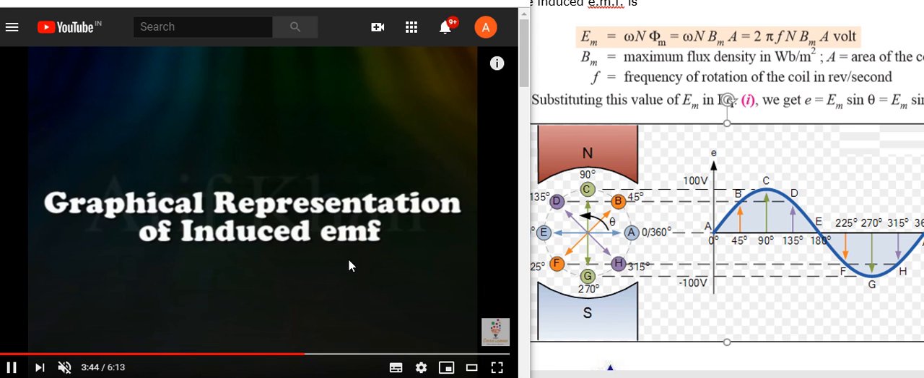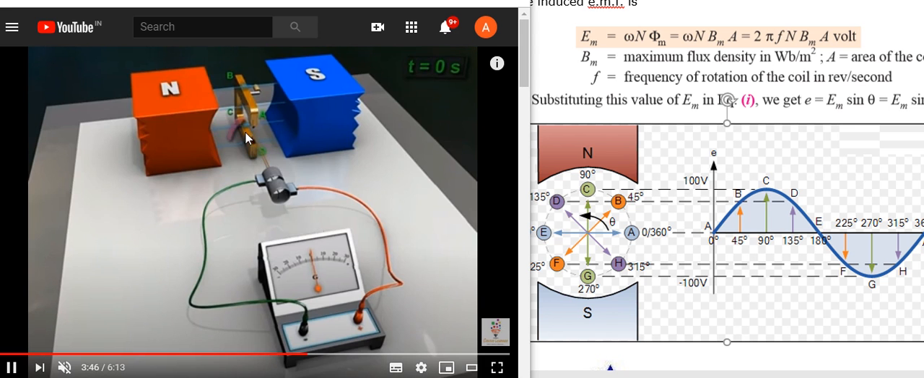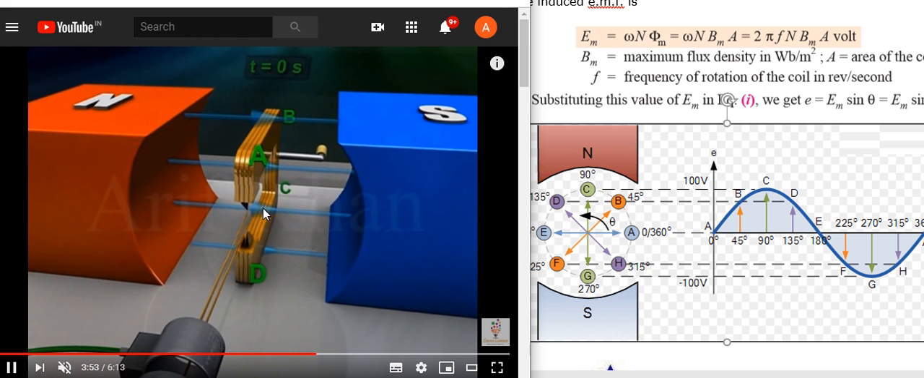Next, see the graphical representation of induced EMF. When the coil is rotating, we can see the galvanometer shows deflections in both directions. Next, we can analyze each point. Initially the coil is parallel to the magnetic field, that is, the coil is at position A. Let AB represent this position, and here CD.